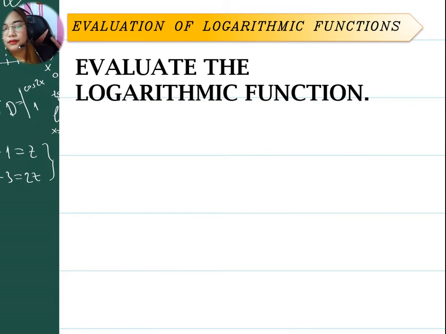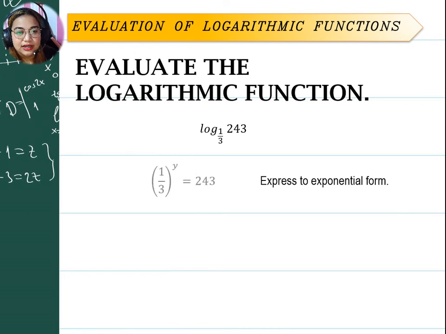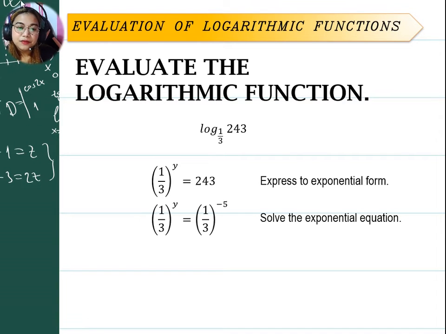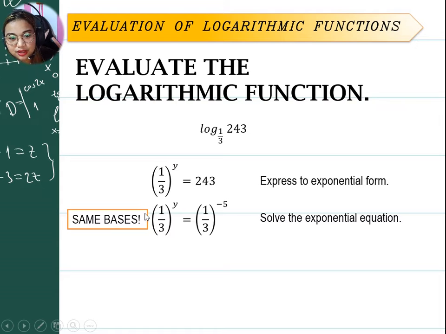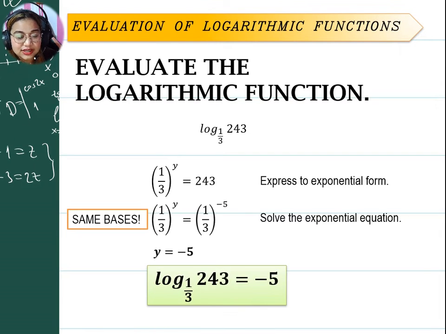So, ganun lang po. Next, we have here logarithmic of 243 base 1 over 3. Again, y is missing. So we have here 1 over 3 raised to y is equal to 243. Now, we have to solve for the exponential equation. So we turn 243 into its exponential form. Same na yung base natin, which is 1/3. So y is equal to -5. And our logarithmic function is logarithmic of 243 base of 1/3 equals -5.